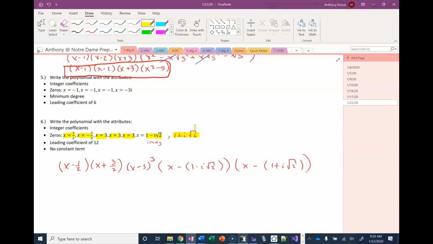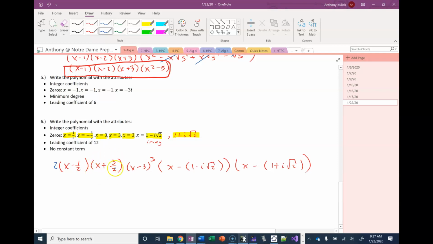Okay. Next thing I'm going to do is check to see if I have integer coefficients in each of these factors. So I look at the first factor, x minus a half. Oh no, I already don't have integer coefficients. So what I'm going to do to take care of that is multiply that factor by 2. Because when I multiply the 2 through, it's going to get rid of the 1/2, right?